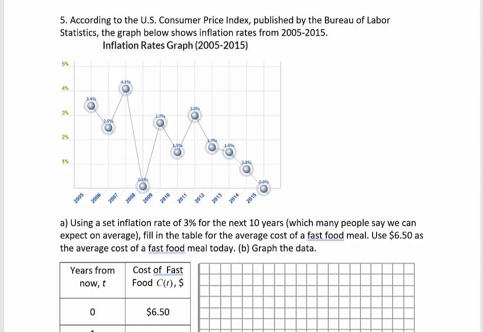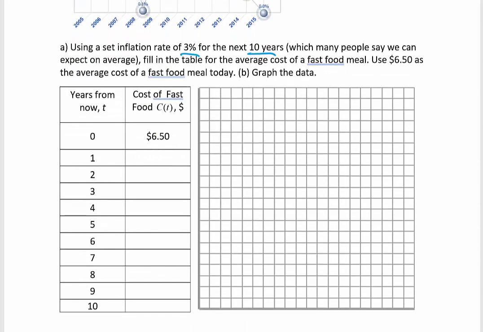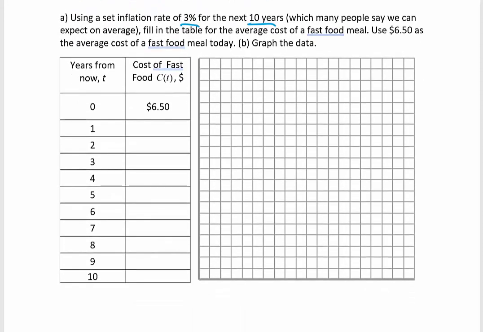Using a set inflation rate of 3% for the next 10 years. So we're saying, okay, every year the cost of goods is going to go up 3% for the next 10 years. Fill in the table for the average cost of a fast food meal. Use $6.50 as the average cost of a fast food meal today. So let's say by today's standards, a fast food meal costs $6.50. And we are going to use inflation of 3% to calculate what's going to happen over the next 10 years.